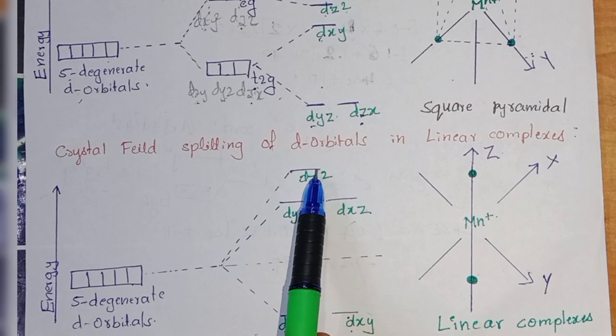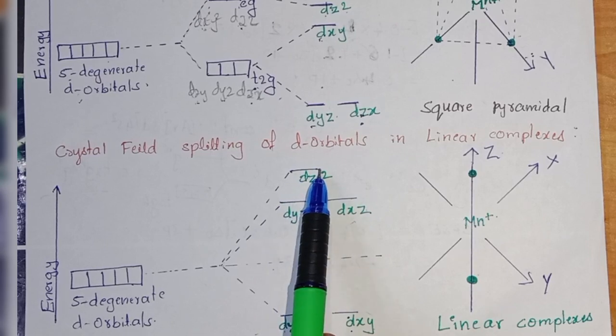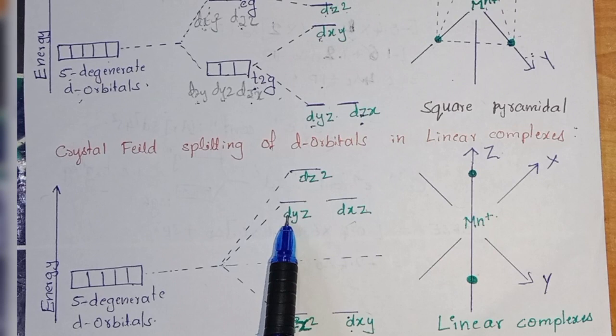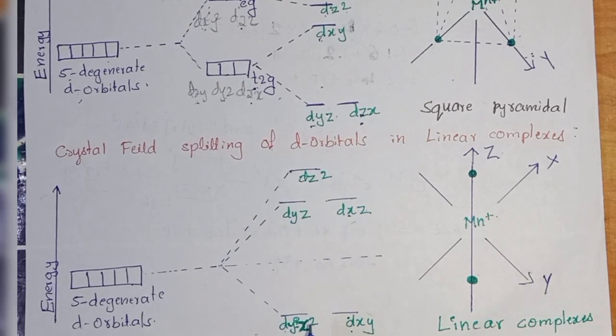Therefore, the dz square orbital will get more interaction and experience more repulsion. That's why it will get the higher energy level. And the next energy level will be taken by dyz and dxz orbitals. And the lower energy level will be taken by dx square y square and dxy orbitals.